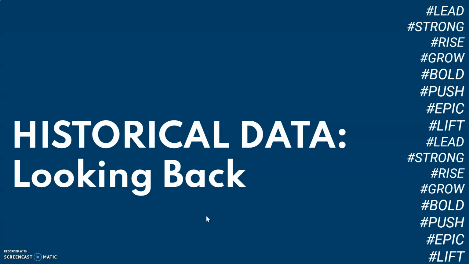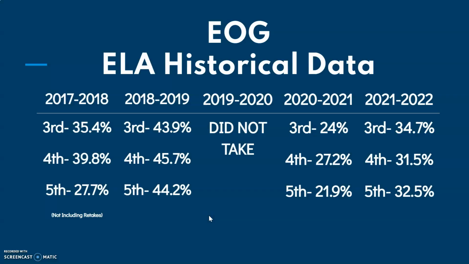We're just going to quickly go through some historical data. Here is our historical EOG data. This is for ELA. We just want to make sure that we're looking at cohorts here and seeing how students move from cohort to cohort. So you want to make sure that you're looking diagonally at this. This is data that we have seen each year and at the beginning of the year during our Q1 quarterly review.